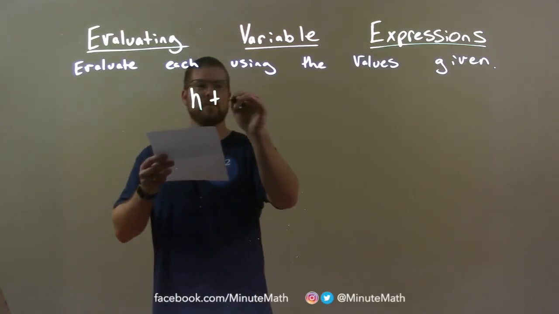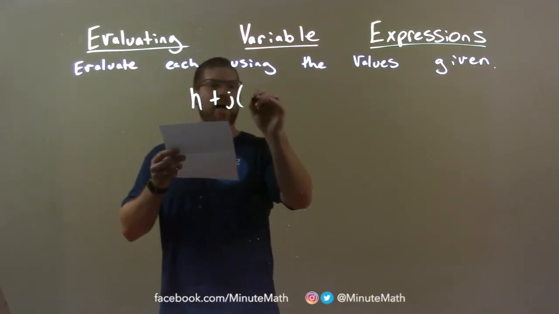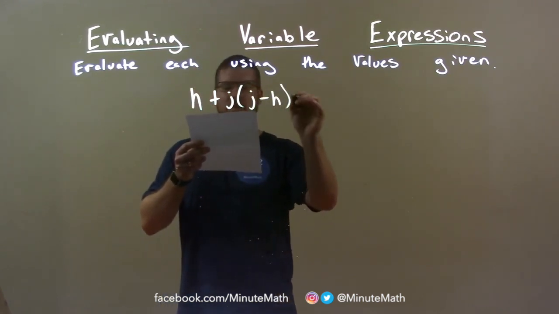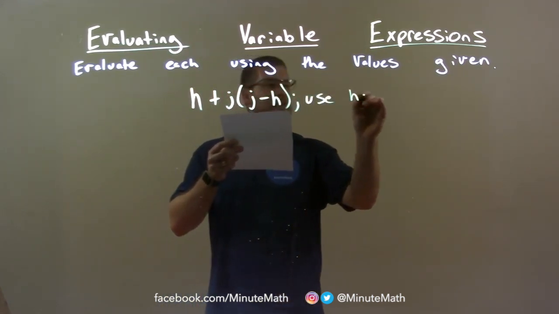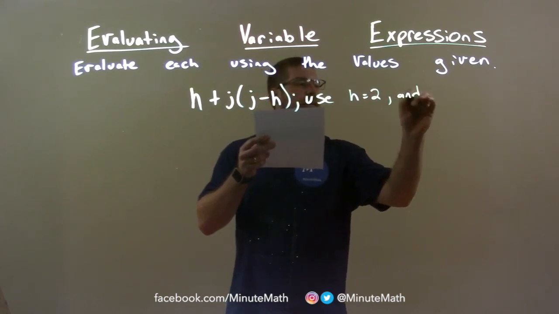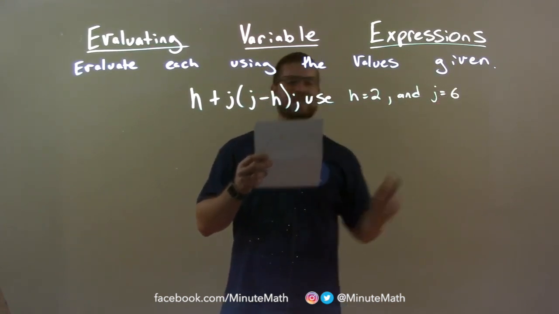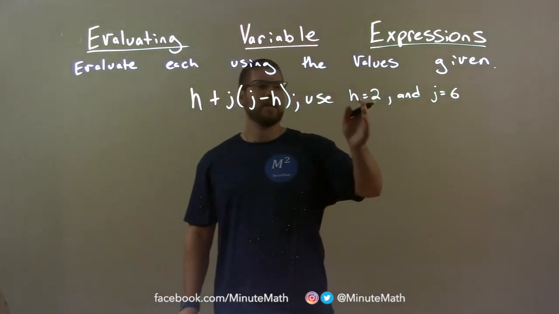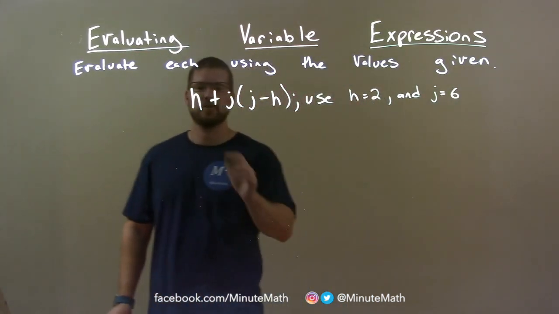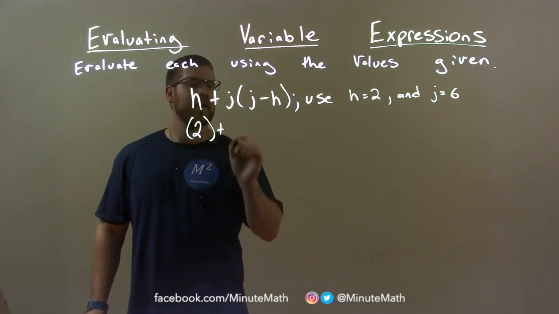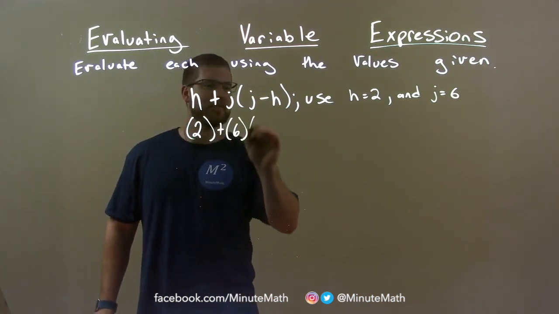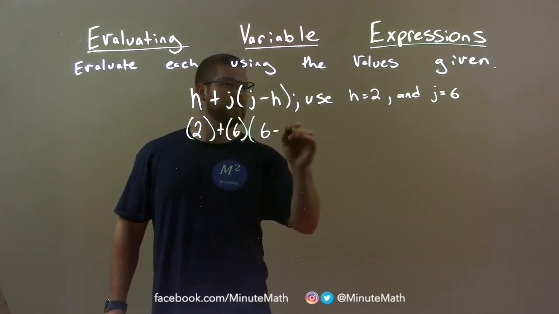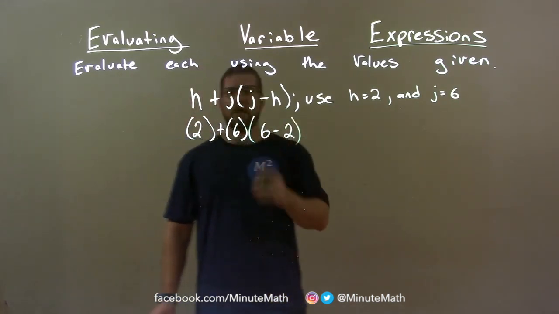H plus letter J times J minus H. And we got to use H to be 2 and J to be 6. All right? First step, substitute our letters with their corresponding numbers. 2 for H, and J is 6. Okay? So 6 here minus 2. All right? There we got it.